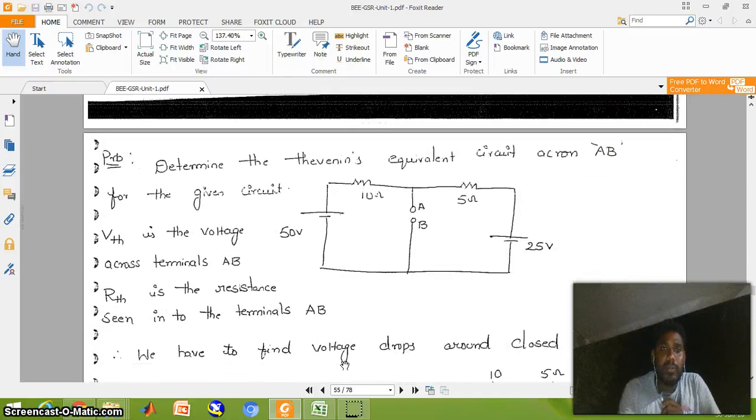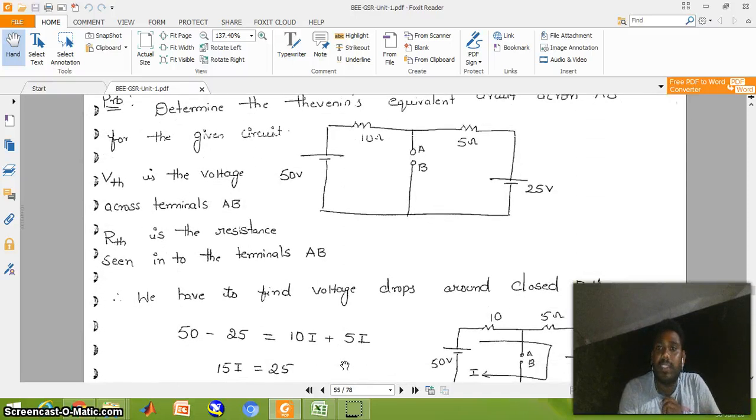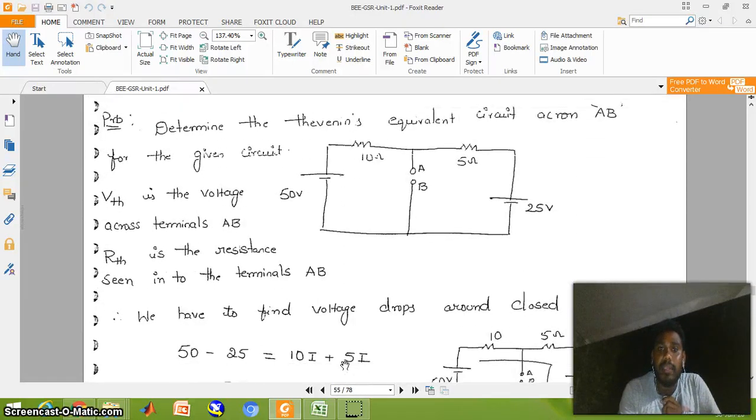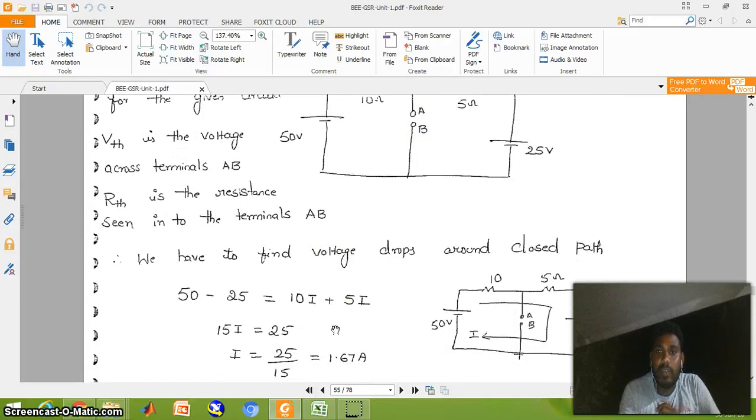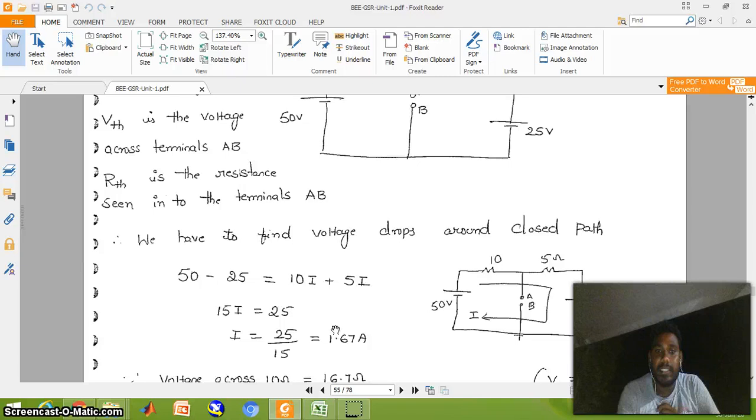Next, problem number 2. Determine the Thevenin's equivalent circuit across terminals A and B, the voltage across these terminals A and B. So first calculate the V Thevenin value. Calculate that voltage value by using nodal analysis or mesh analysis.